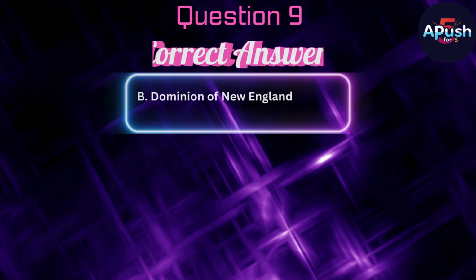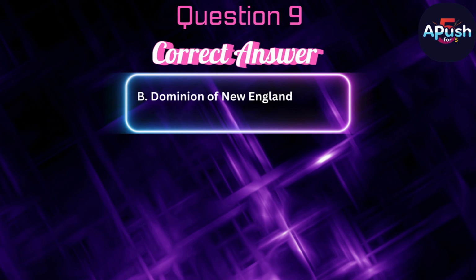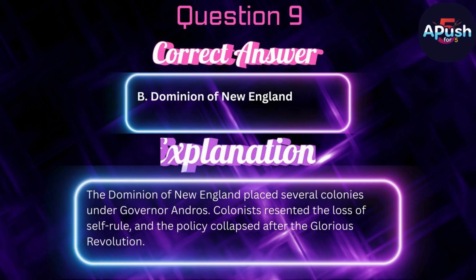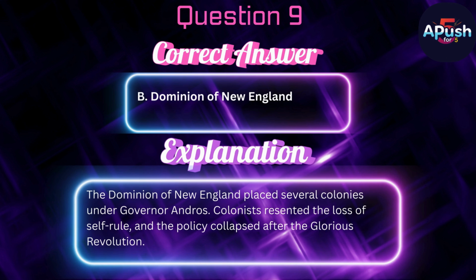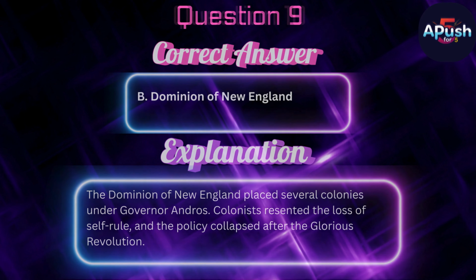The correct answer is B. Dominion of New England. The Dominion of New England placed several colonies under Governor Andros. Colonists resented the loss of self-rule, and the policy collapsed after the Glorious Revolution.